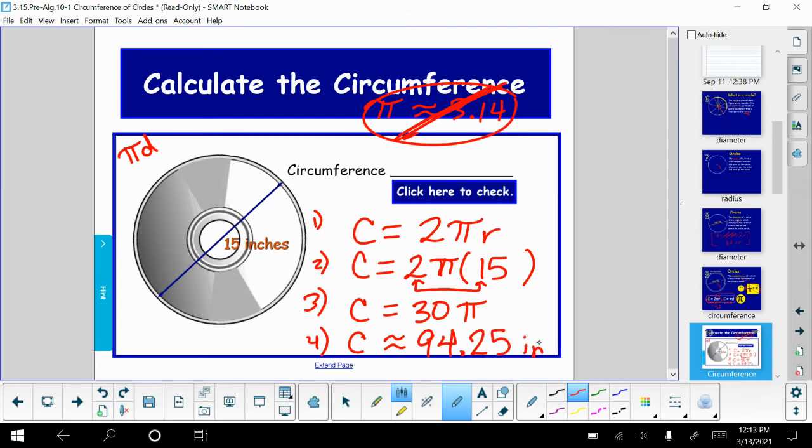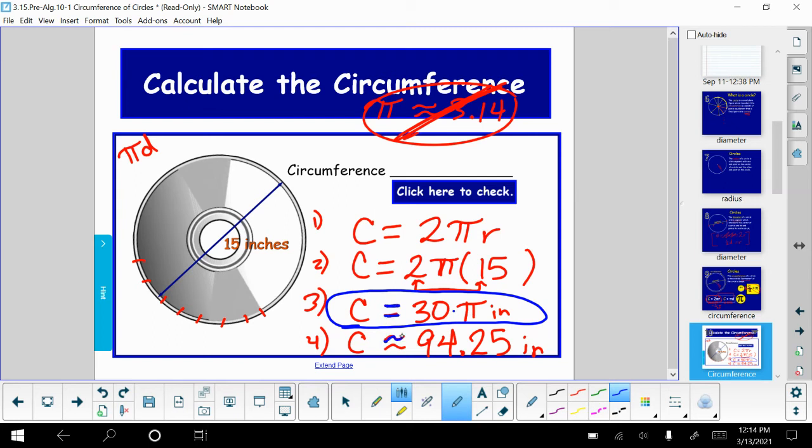And don't forget, obviously, we're measuring the number of inches, not inches squared, not inches cubed. We're measuring the number of inches that go around this record or circle, which means I could write this. So once again, please notice that number 3 is an exact answer. Whatever that number pi is, 30 times pi inches is exact.